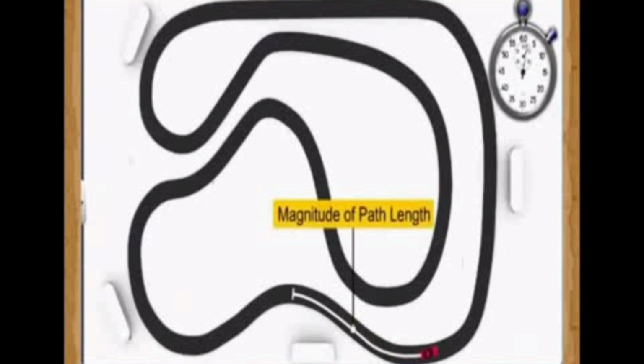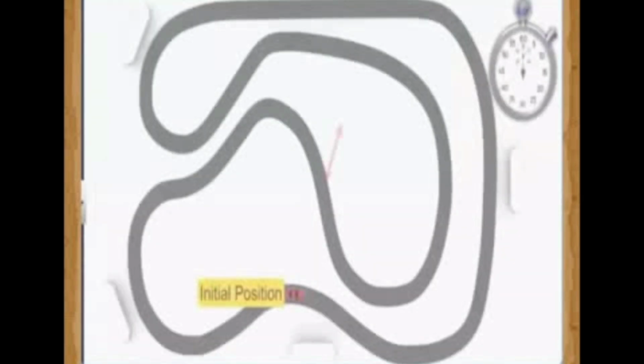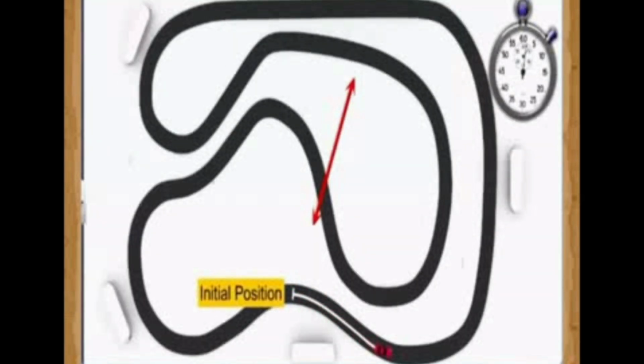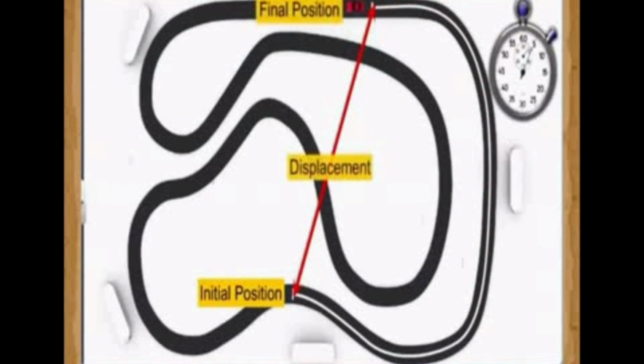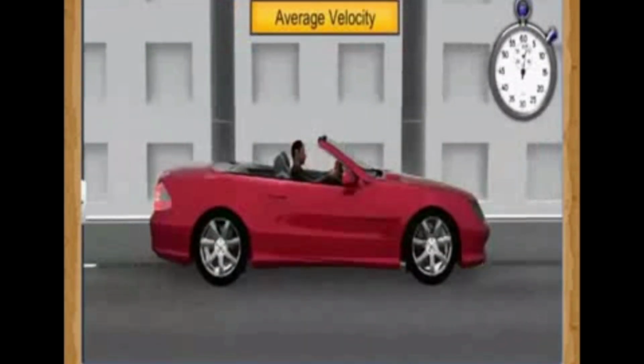So see that now the car is moving in a path. So the magnitude is the length of the path. When it comes to the initial and final position, that is the displacement. The distance between the initial and the final position is called the displacement. Okay, it has the direction because the car changes in the direction.